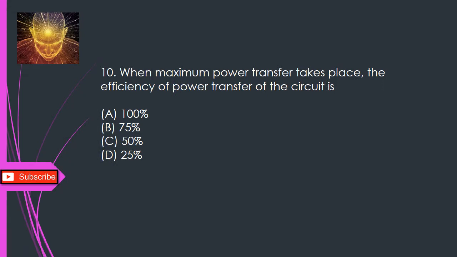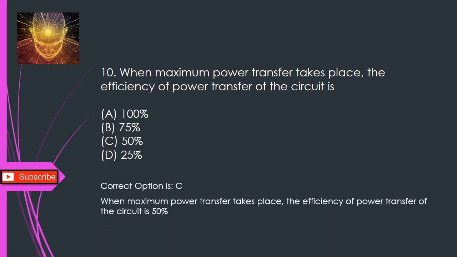When maximum power transfer takes place, the efficiency of power transfer of the circuit is: A. 100%. B. 75%. C. 50%. D. 25%. Correct option is C. When maximum power transfer takes place, the efficiency of power transfer of the circuit is 50%.